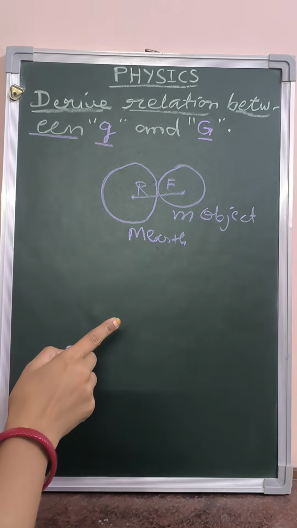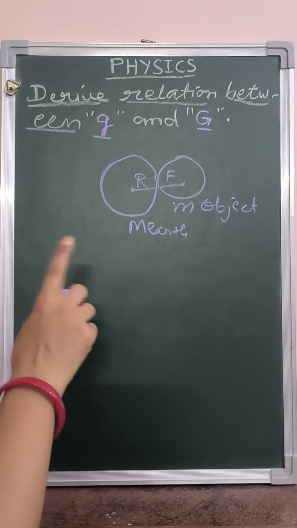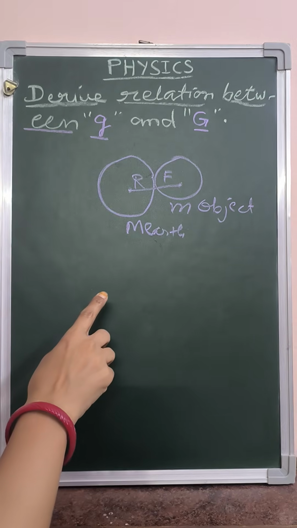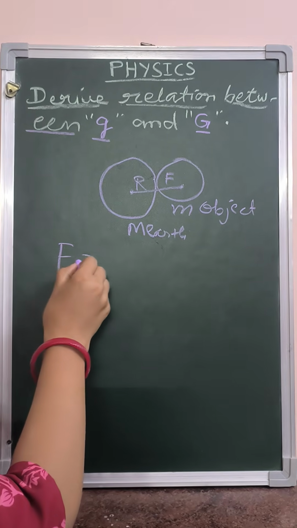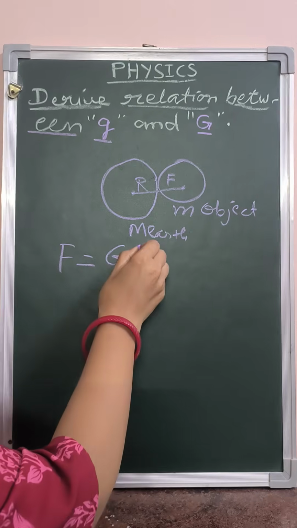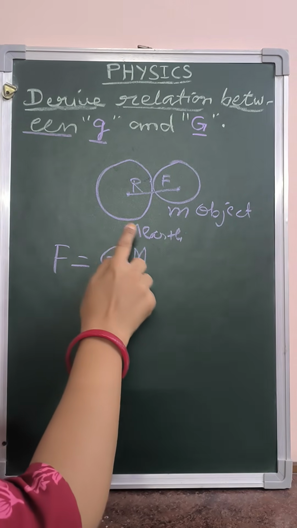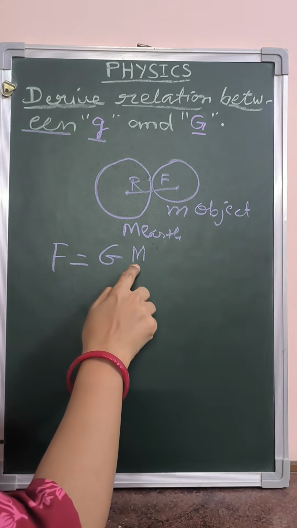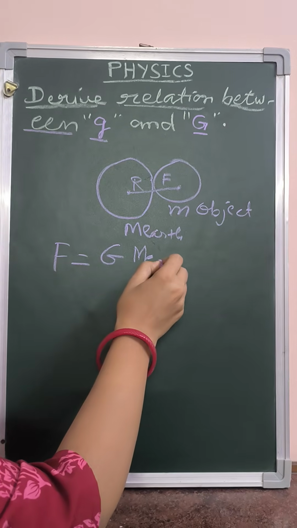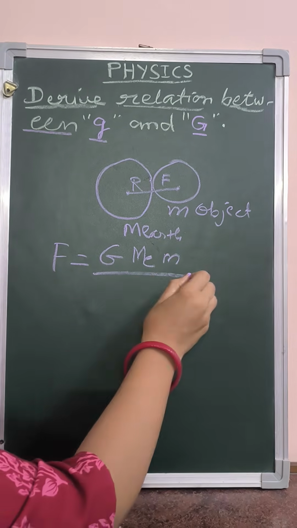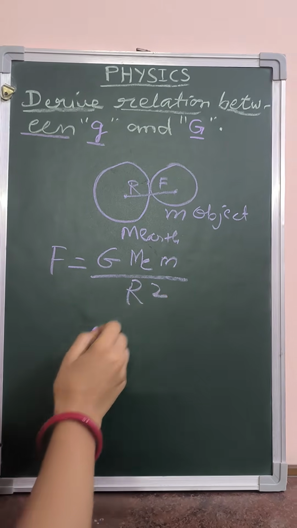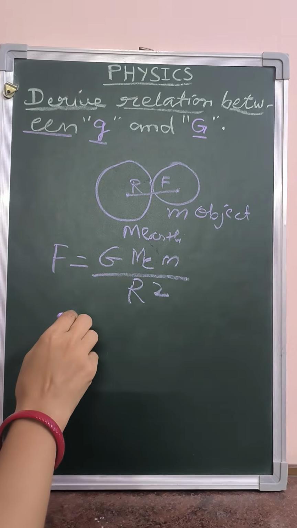So according to the universal law of gravitation, which I have already explained, force is equal to G M. In this case it is the product of two masses, so here the mass of the earth and the mass of the object, divided by r square, where G is the gravitational constant.